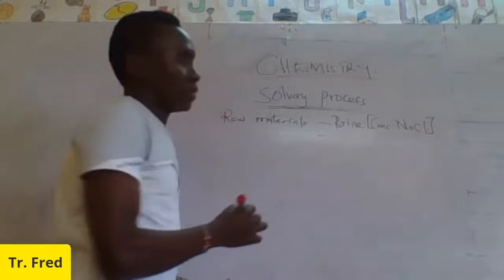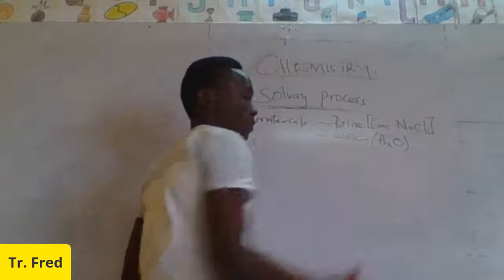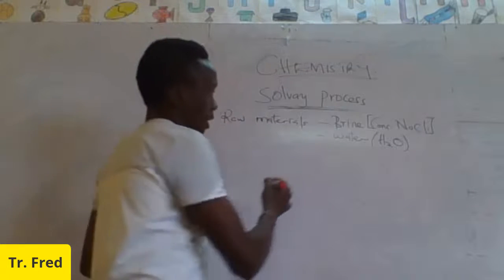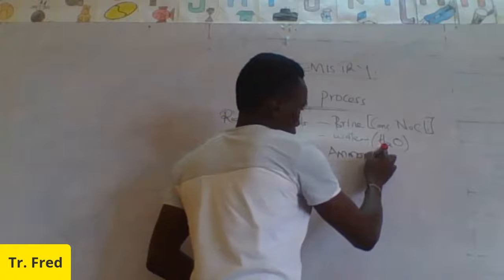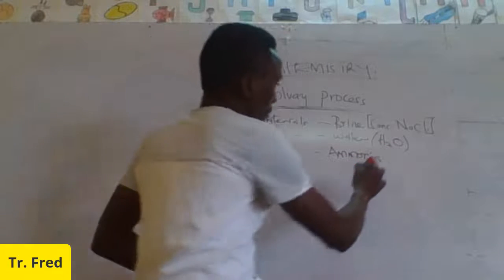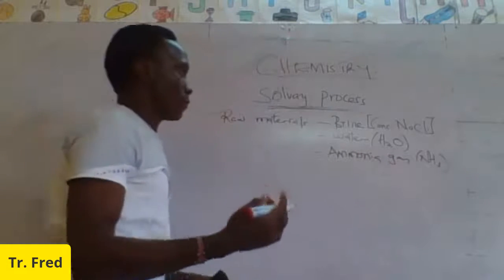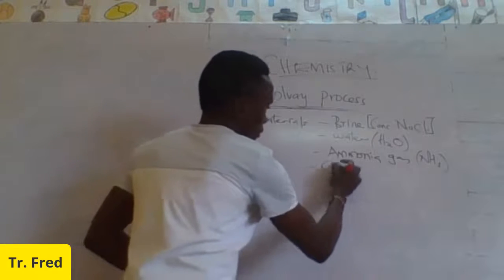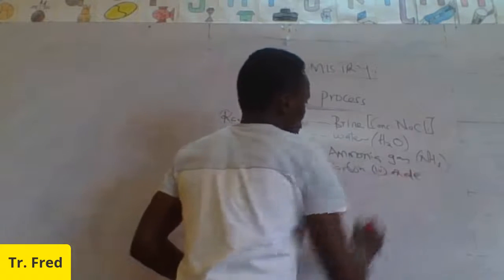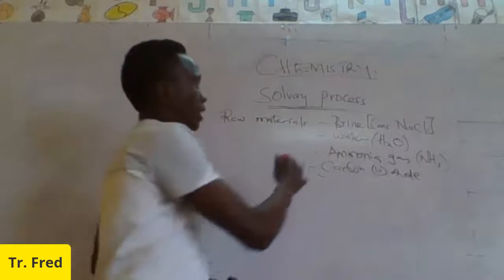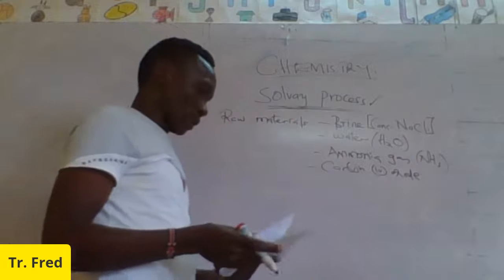Another raw material is water. Water is also used as a raw material in the Solvay process. Another one is ammonia gas, as you are going to see from different sources. And lastly, we have the carbon dioxide gas. These are the main raw materials when the process is being initiated.